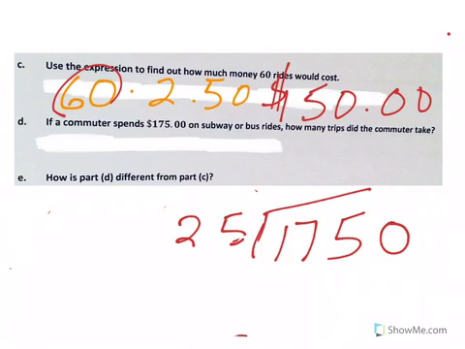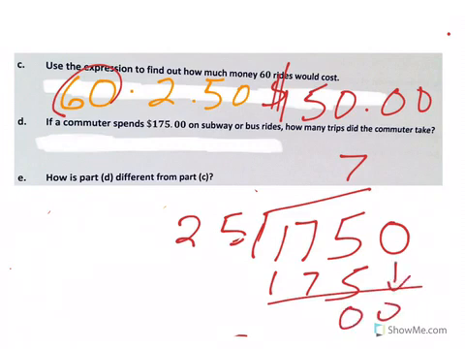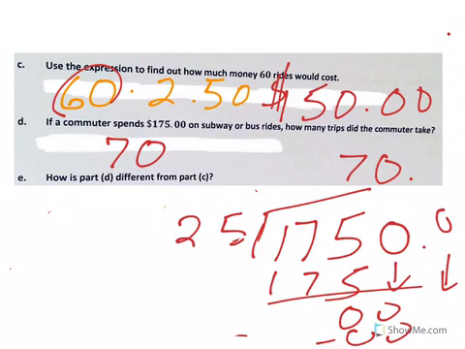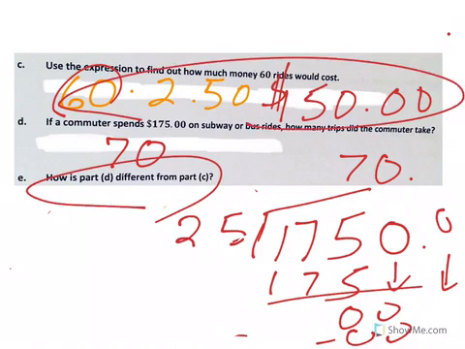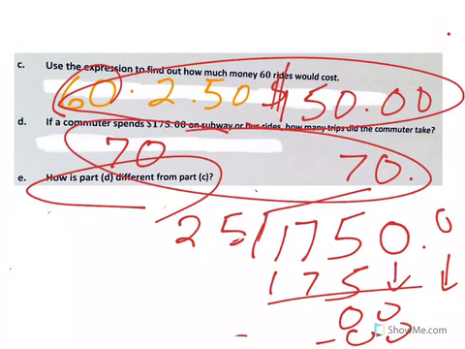Okay, 25 doesn't go into 1, 25 doesn't go into 17, 25 does go into 175. 7 times 25 is 175 exactly. Then drop down the 0. 25 goes into 0, 0 times 25 is 0. If I wanted to put my decimals and keep doing it, I would just keep getting zeros. So they would have to take 70 trips to spend $175. The big difference there is that we're looking at multiplication, and here we're going in reverse and looking at division.